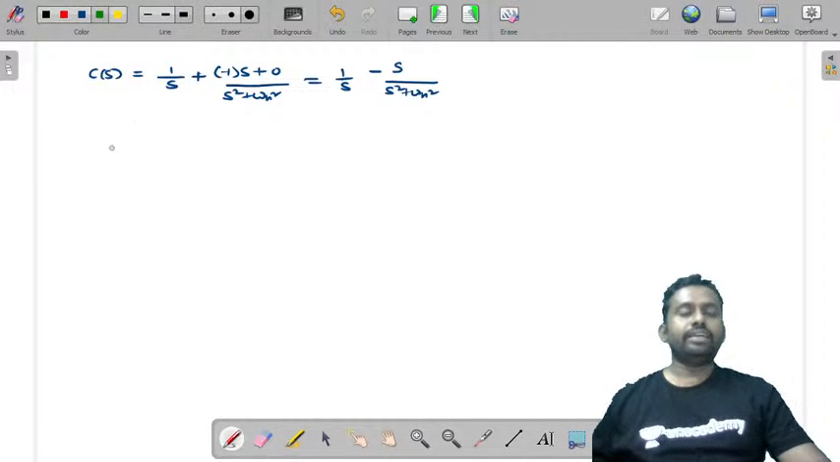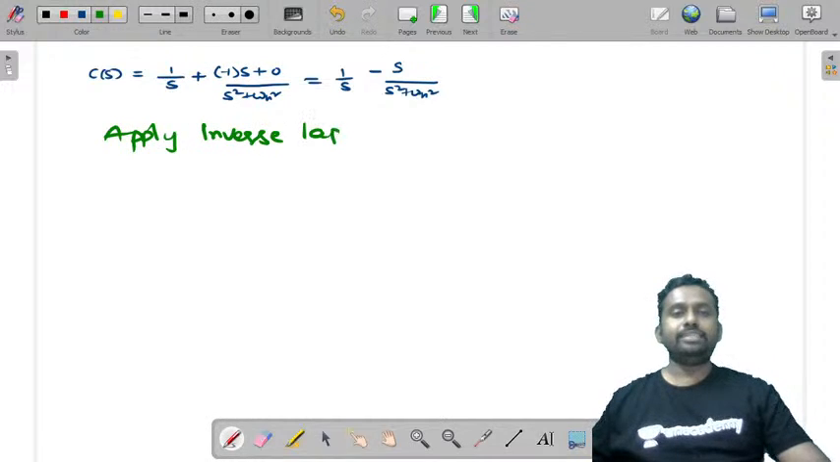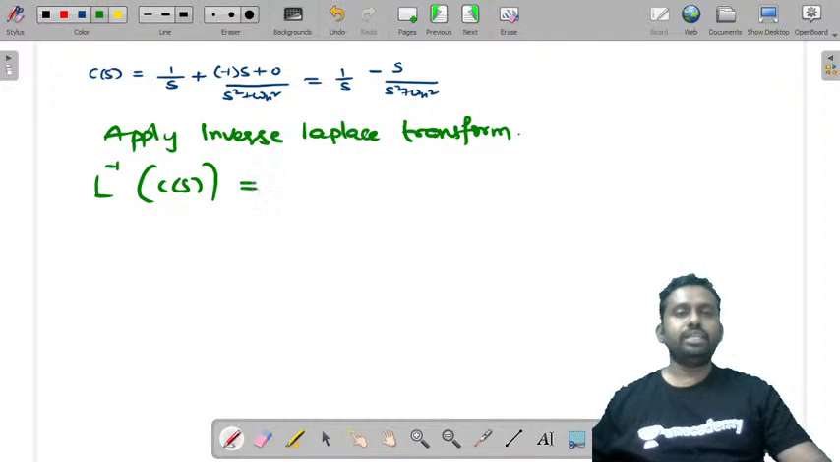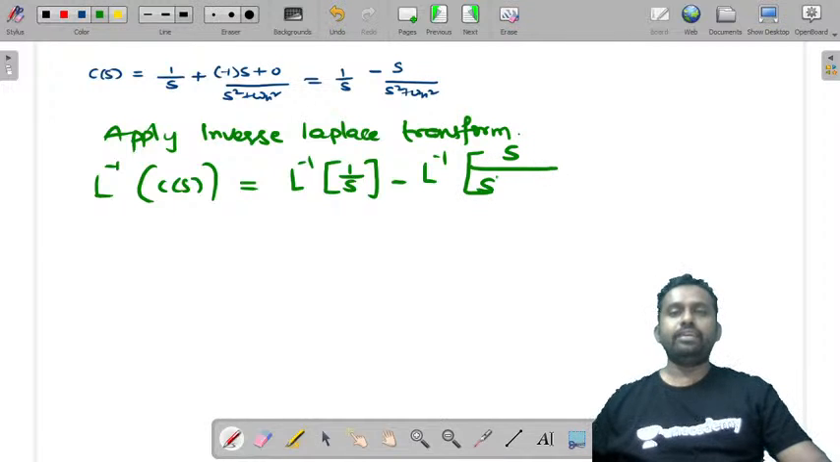From this, you can apply the inverse Laplace transform. So Laplace inverse of C of S is equal to Laplace inverse of 1 by S minus Laplace inverse of S by S square plus omega n square.